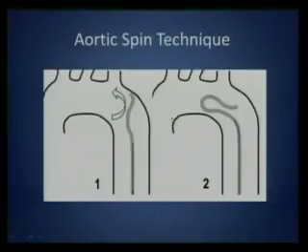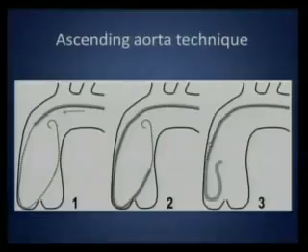How do you form these shapes? There are multiple techniques. One is known as the aortic spin technique. You take the catheter all the way to the aortic arch, pull the wire back, and now you rotate, twist the catheter. As you do a twist, this catheter forms the shape. Basically, to form the shape this catheter needs this much space, which is not there in the descending aorta.